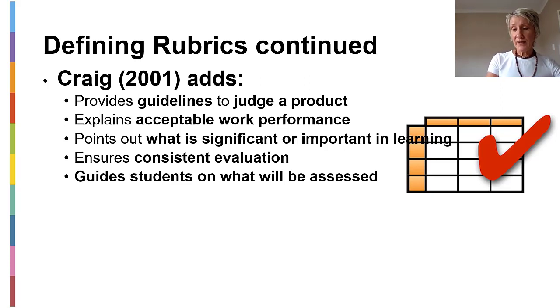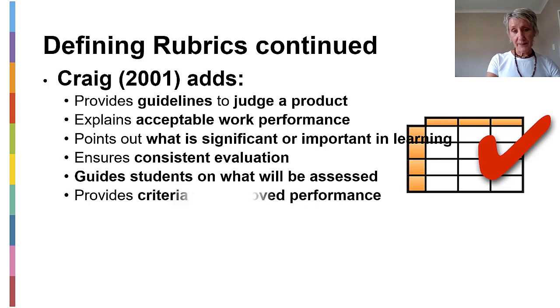They know they've got to have this, they've got to have in their listening, they've got to have an introduction, they must ask questions, they must make eye contact, whatever it might be. It gives them criteria for improved performance. So I know if I want to get 10 out of 10 for spelling, I must make sure I use my dictionary. I must make sure there's no spelling errors. So I know how I'm going to improve my mark next time.